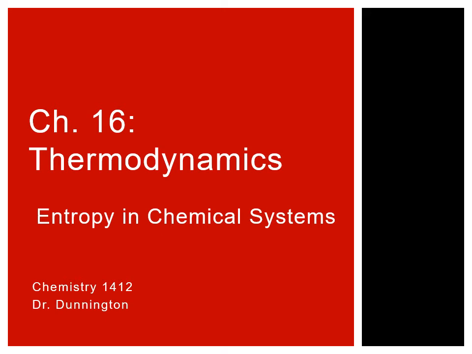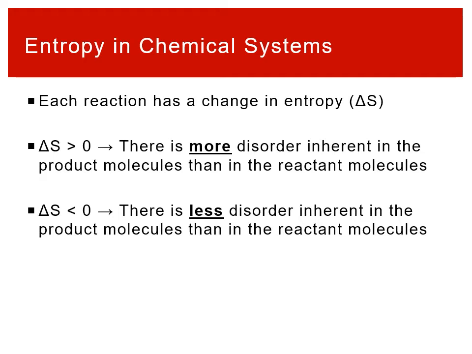So now we want to talk about entropy within the context of chemical systems and chemical reactions. Every time you do any sort of chemical change, or a physical change, anytime you're changing a chemical system, there's always an associated change in entropy, which we call delta S. So delta still means change. And so for a given chemical reaction, delta S can either be positive or it can be negative.